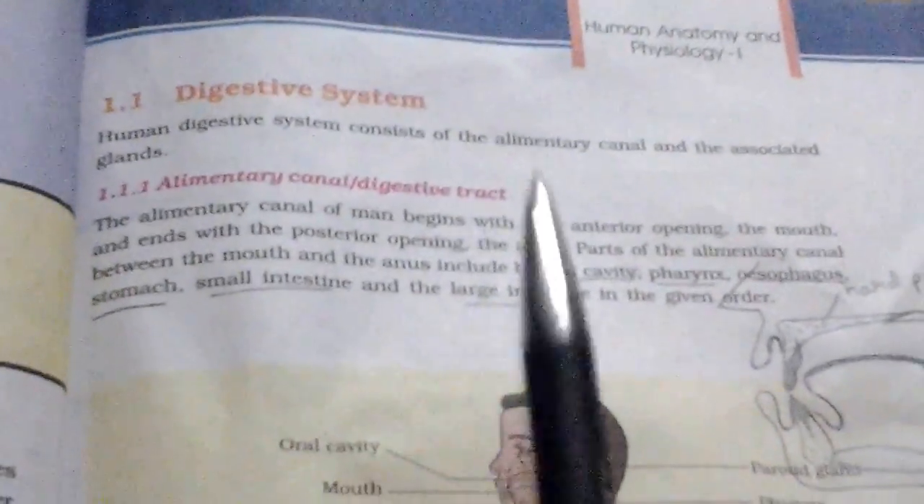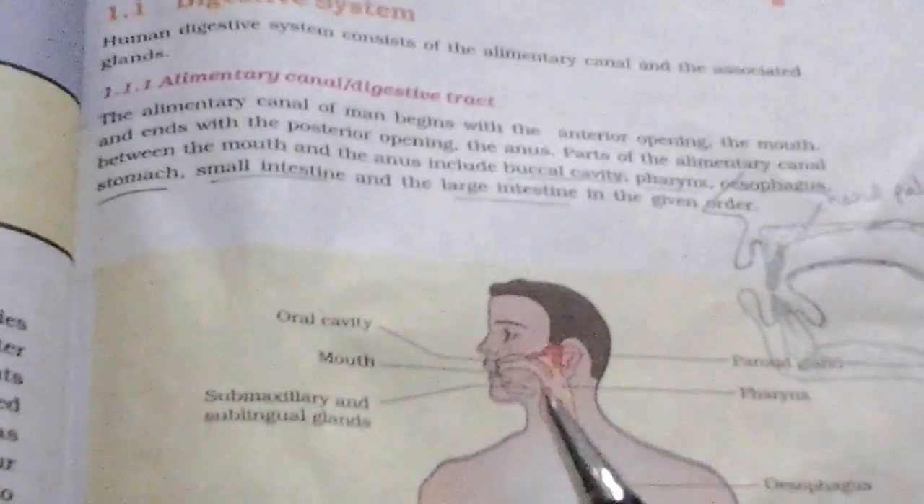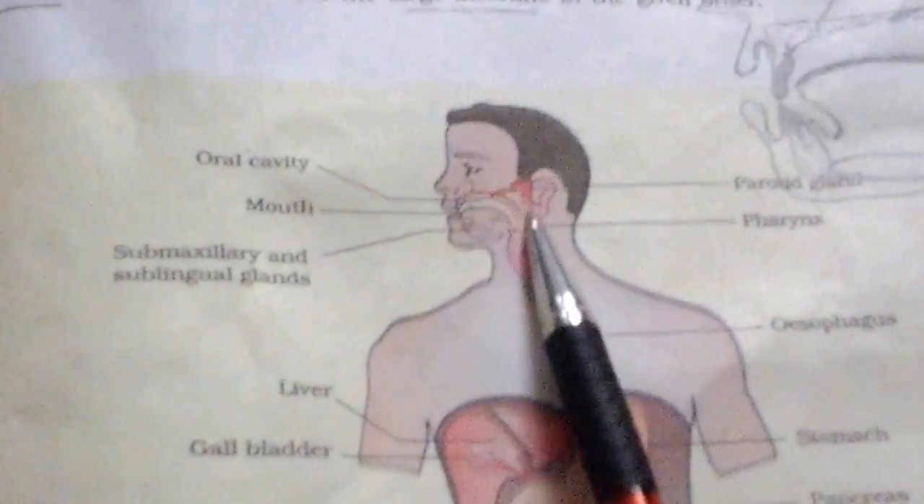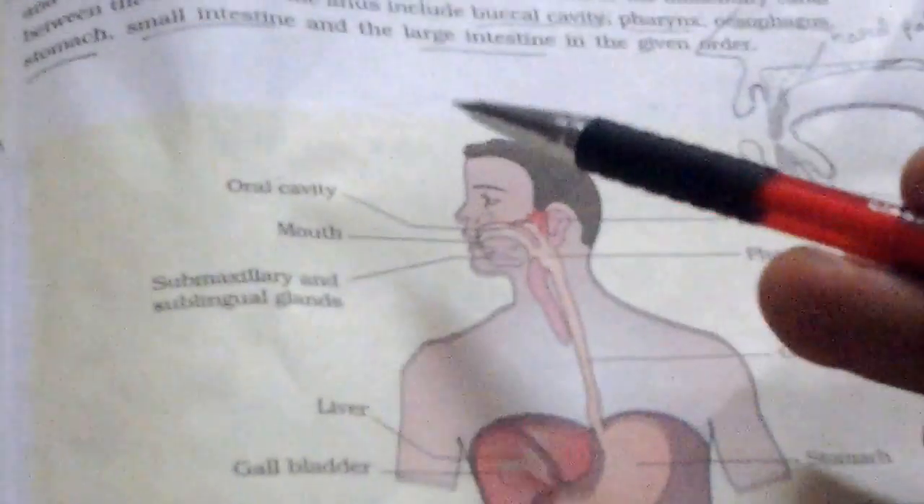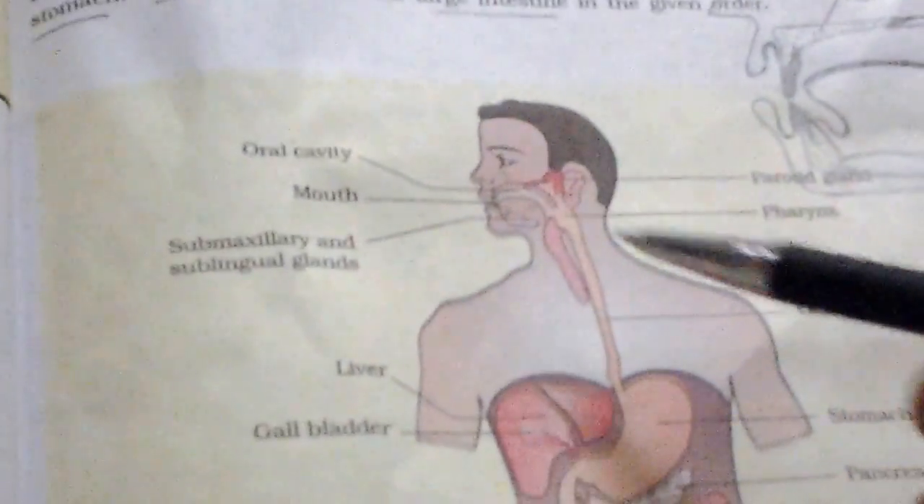The moment you open this chapter, you come across this paragraph. What it explains is the movement of food across your digestive system or your alimentary canal. If you want to understand this paragraph, it's enough that you go across these names.